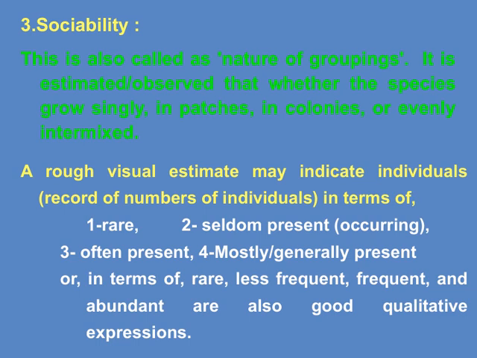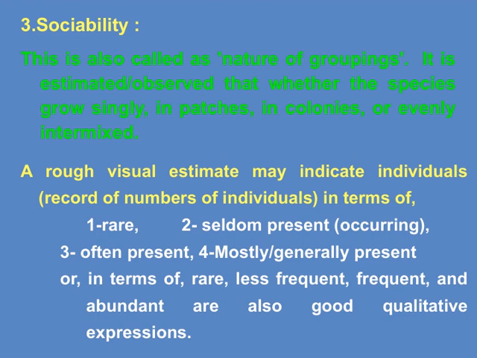Essentially, it refers to how species are distributed in their environment, whether they grow alone, in patches, in colonies, or are evenly intermixed. To get a sense of this, we often make visual estimates of how individuals are spread out, and we can record the number of individuals accordingly. For example, we might classify them as rare, seldom present, often present, or mostly and generally present. These categories help us understand the abundance and distribution patterns in a more qualitative way.